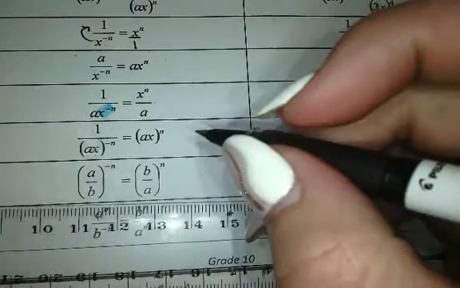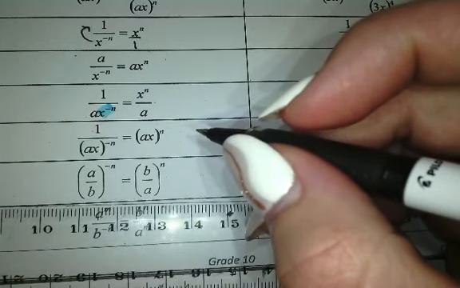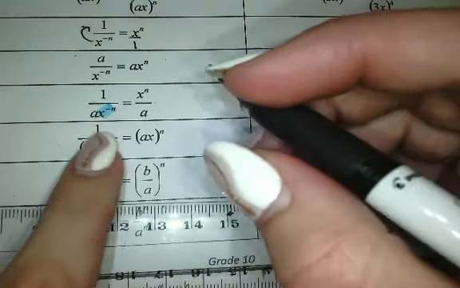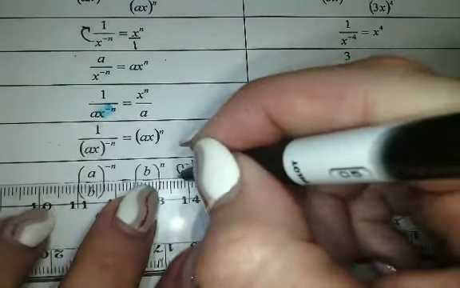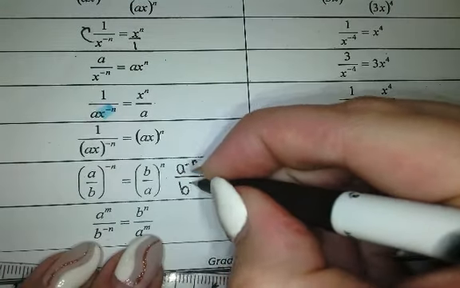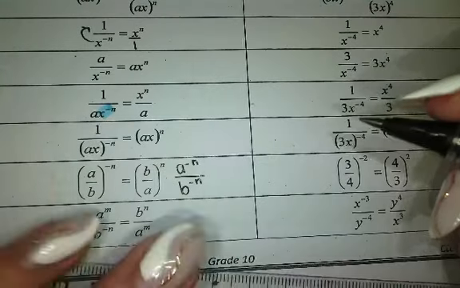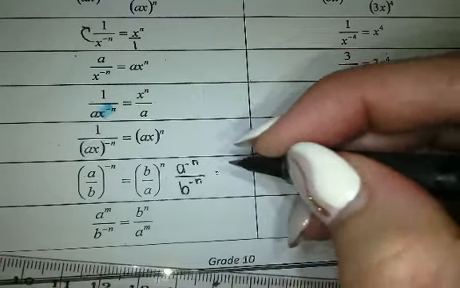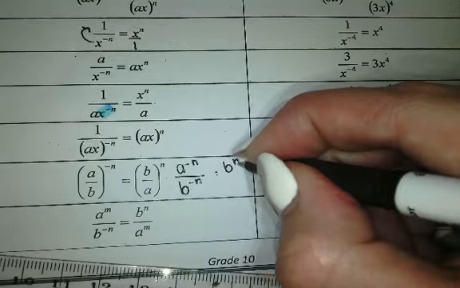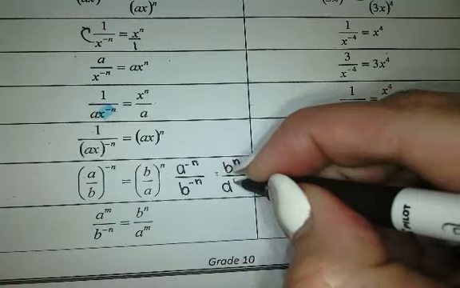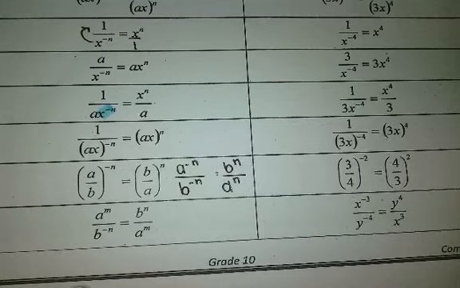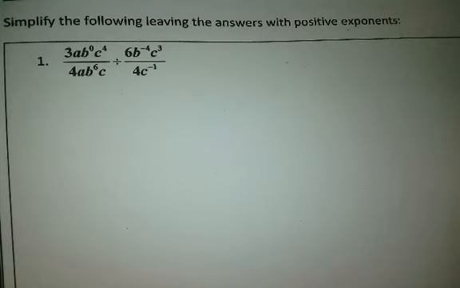Or you can use, which law is it? The law where it's the fifth one at the top. What we can do is make it a to the power of negative n divided by b to the power of negative n. Are you with me? Then all you do is bring your b to the top, it's going to become positive, and you bring your a to the bottom. So everything stays the same.